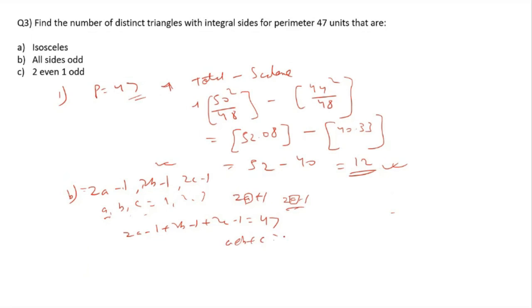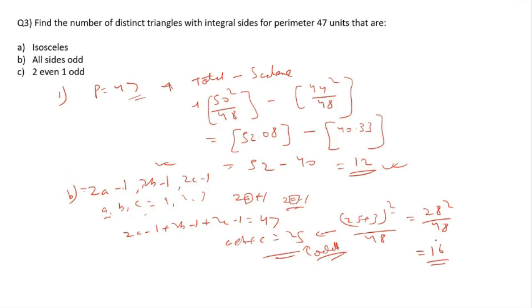a plus b plus c would be 25. This we already know. This is in a shape that we already know. So the number of triangles with this would be 25 plus 3 squared by 48. This is because 25 is odd. So this formula is again the one we used for 47 in the beginning. So 28 squared by 48, the closest integer of this. If I check this via calculator live, this is 16.33. So the closest integer would be 16 triangles that would have all sides as odd. Okay, so all sides odd would be 16.